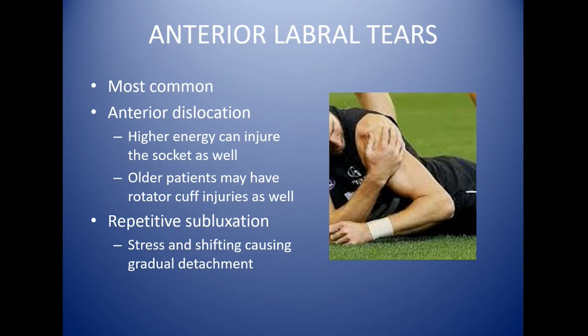The other possibility of how it happens is what we call repetitive subluxation, or just a slipping. And that's where repetitive stress causes the ball to kind of gradually move back and forth. And that starts to gradually peel away the labrum or gradually damage the capsule of the shoulder. And we'll see that, say, in a swimmer, a volleyball athlete, somebody who's doing repetitive things with the joint. So you can have these non-contact injuries to the labrum as well. Next slide.